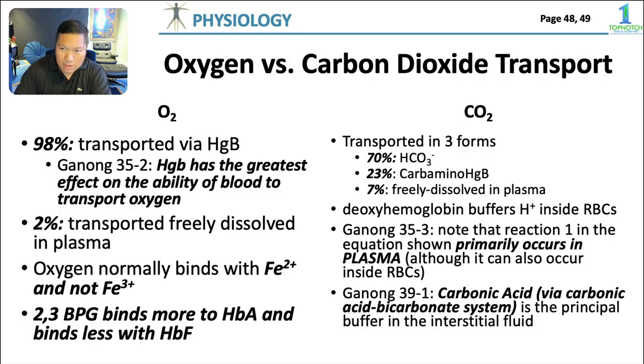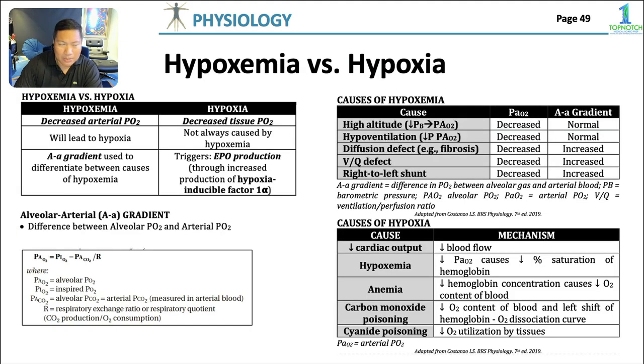Okay? So, 98% of oxygen is transported via hemoglobin, 2% transported freely dissolved in plasma. For carbon dioxide, okay, how do we transport? 70% is transported as chemically converted into bicarbonate. 23% of the carbon dioxide is bound to hemoglobin, and 7% is freely dissolved in plasma.